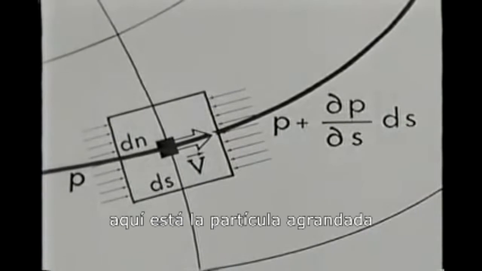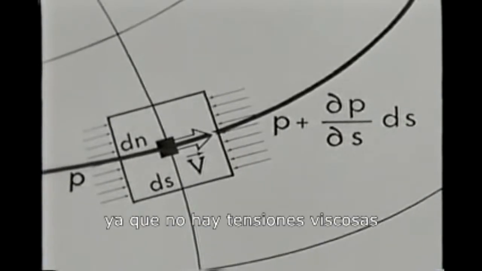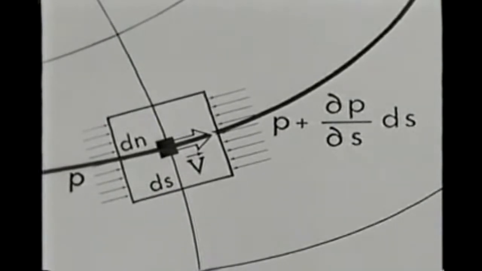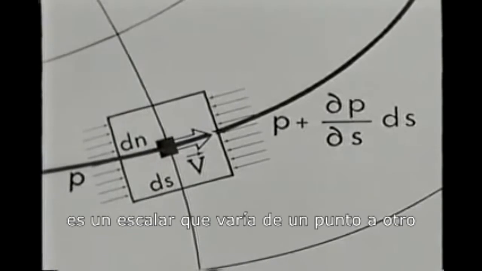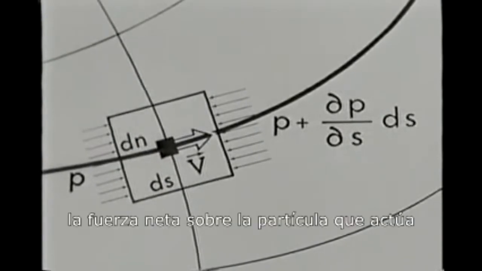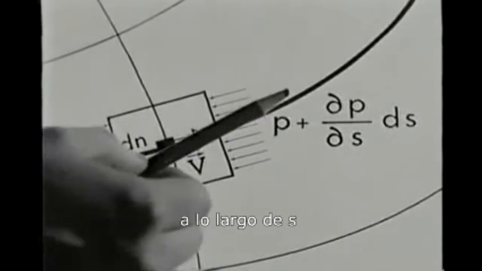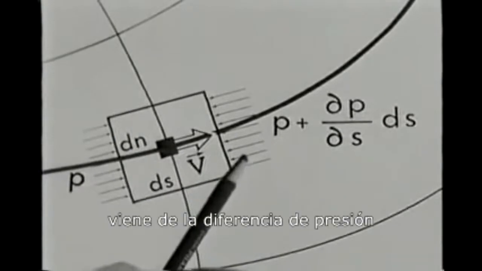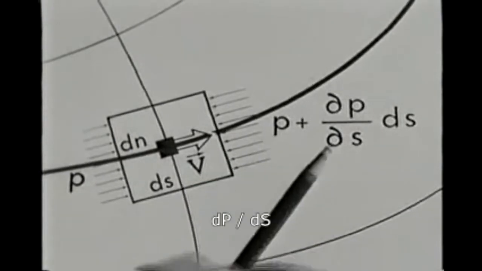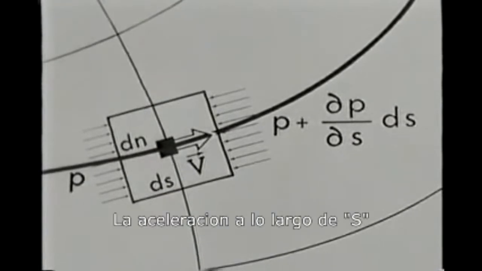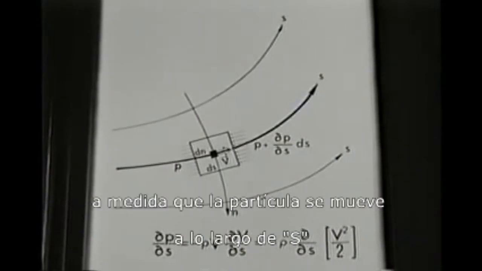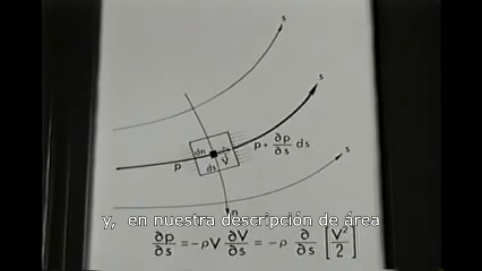Here is the particle enlarged. Since there are no viscous stresses, the normal stress at a point is uniform in all directions. It is a scalar, which varies from point to point. The net force on the particle acting along S comes from the difference of pressure on these two faces to the pressure gradient, dP/ds. The acceleration along S is related to the convective increase of velocity as the particle moves along S, and, in Eulerian description, is equal to v dv/ds.